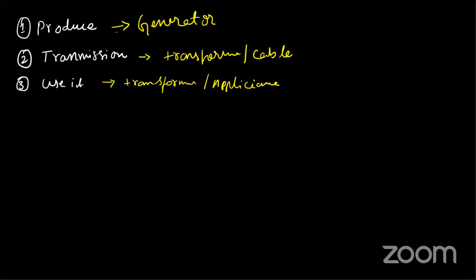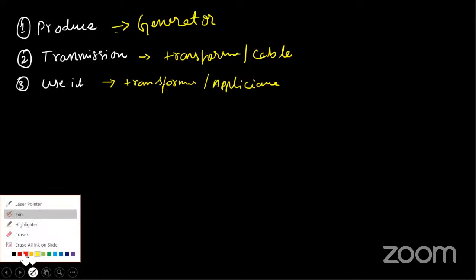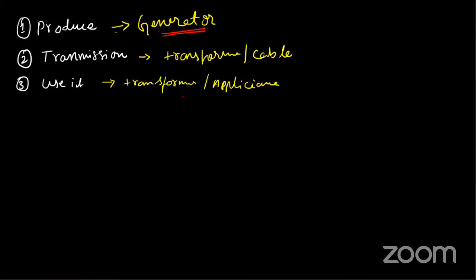Two important concepts here which we need to learn are, one, the generator, how we produce electricity, and two, how we transmit the electricity using transformers. We're going to concentrate very much on these two for today's class. So what is a generator? What is a transformer? As I already told you, we use a generator to produce electricity, and a transformer to transmit the electricity.